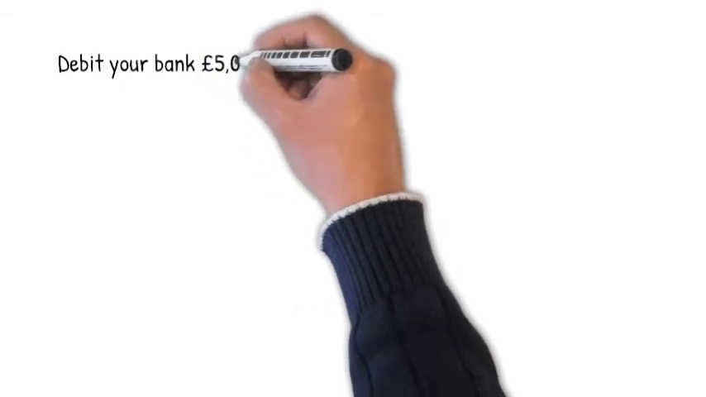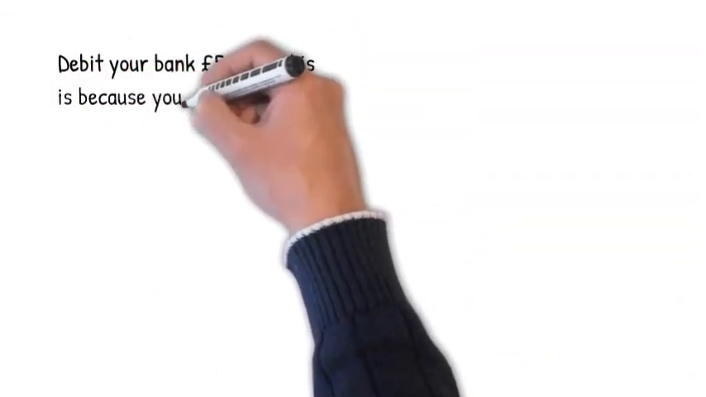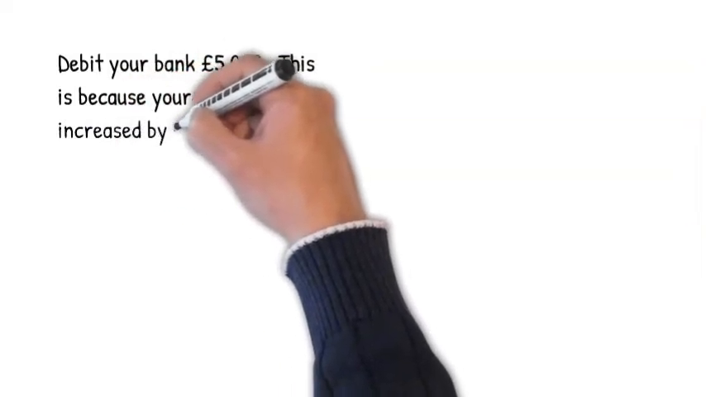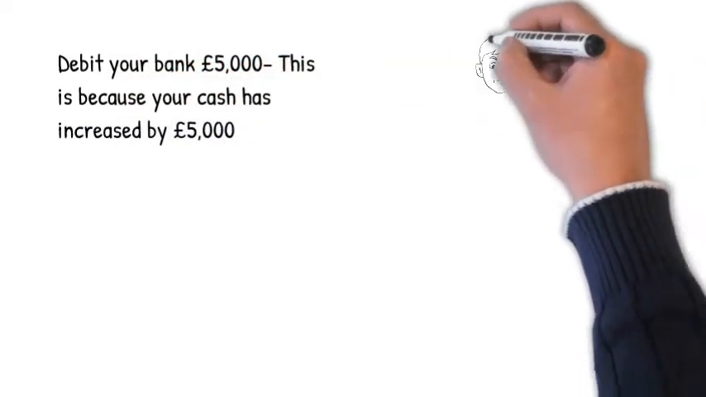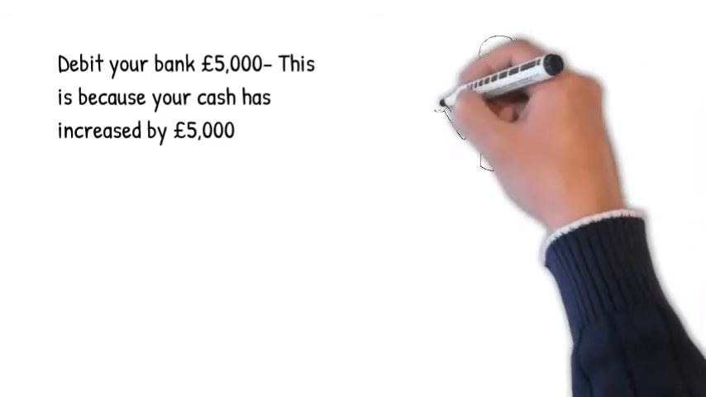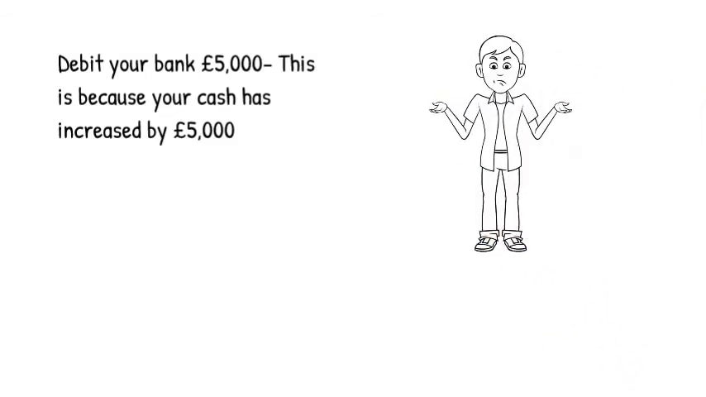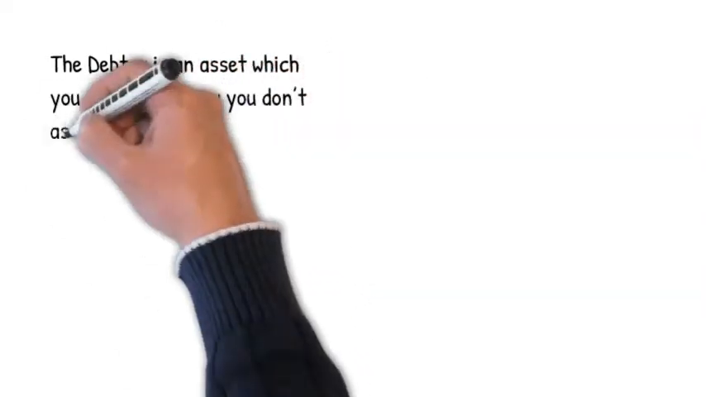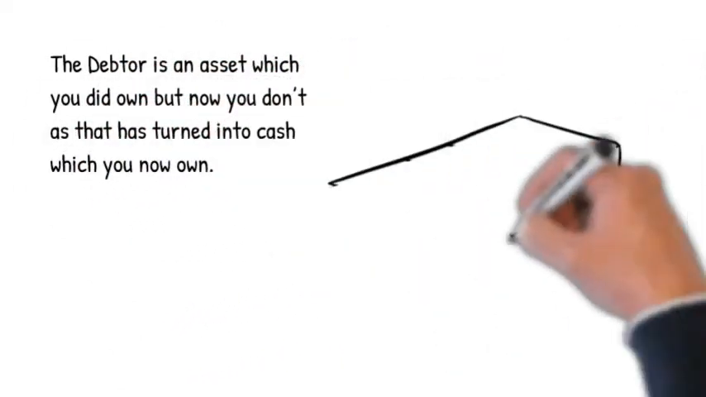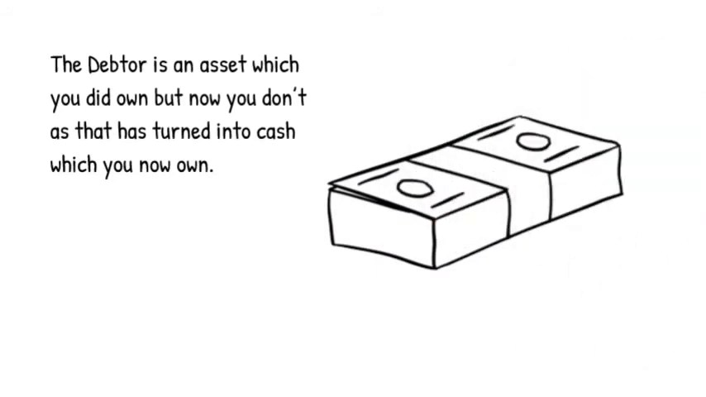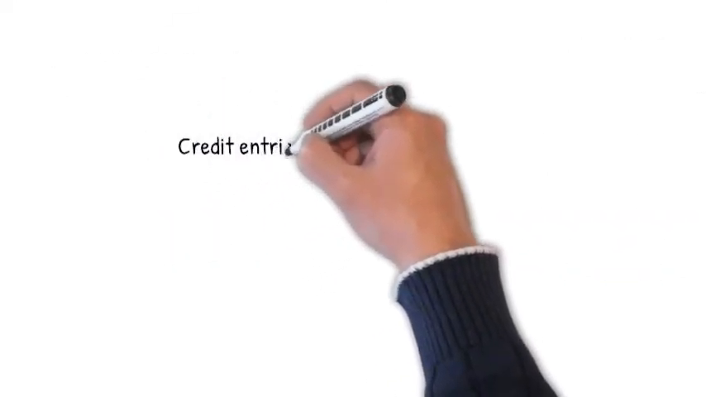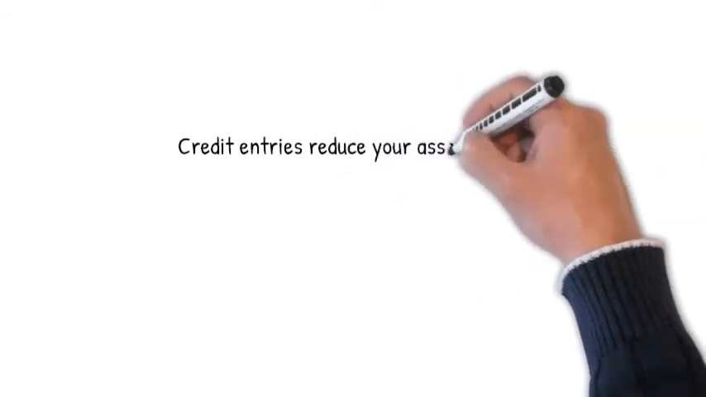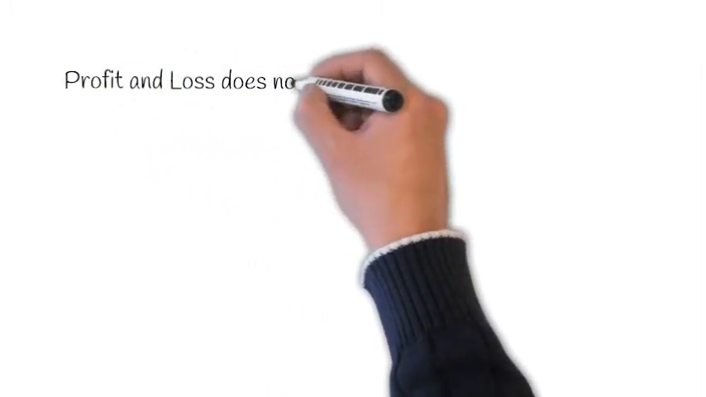Now, you've been paid by your customer and you debit your bank £5,000. This is because your cash has increased by £5,000, or your bank balance has increased by £5,000. But what's the credit entry side of it? We always need a double entry. Well, as your assets have increased, something must have decreased. Your debtor is an asset which you did own, but now you don't own that because it has turned into cash which you now own. So you must credit something, and the credit entries reduce your assets. So what are you reducing?